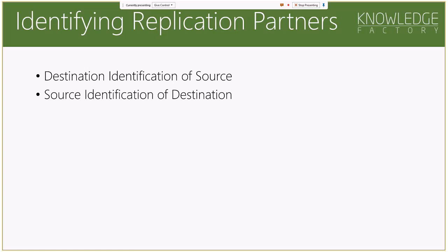So, destination identification of source replication partners. As you remember, we talked about KCC before. When the KCC creates a replication topology, it creates connection objects on destination DCs that represent the inbound connection from the replication source DC. For each source DC that is represented by an inbound connection object, the KCC writes information to the reps from attribute of the directory partition object for each directory partition that the destination domain controller has in common with the source domain controller. This information is local to the destination DC and it's not replicated.